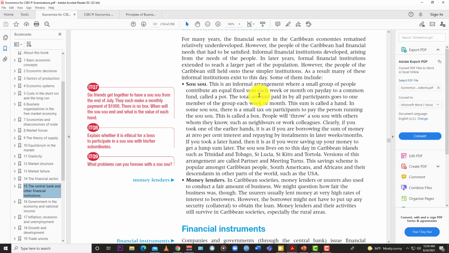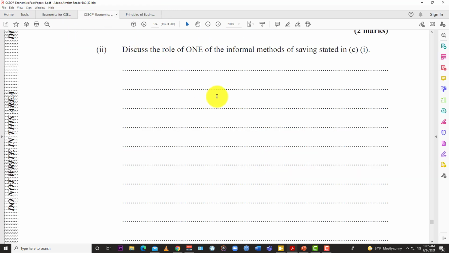The susu lives on to this day in the Caribbean islands such as Trinidad and Tobago, St. Lucia, St. Kitts, Tortola. Versions of the arrangement are called partner and meeting turns. This saving scheme is popular amongst Caribbean people, South Americans, and Africans and their descendants in parts of the world such as the USA.